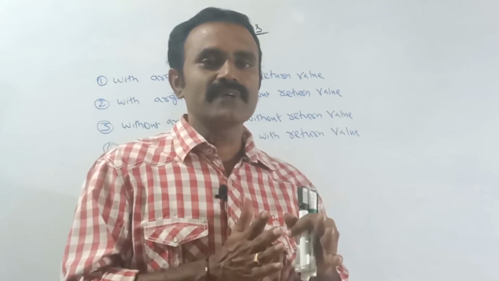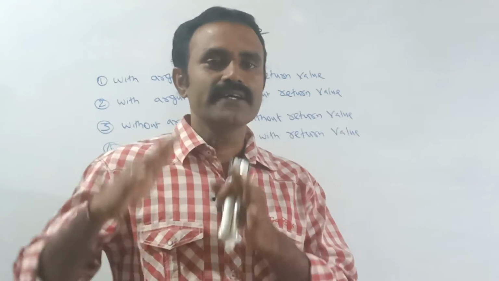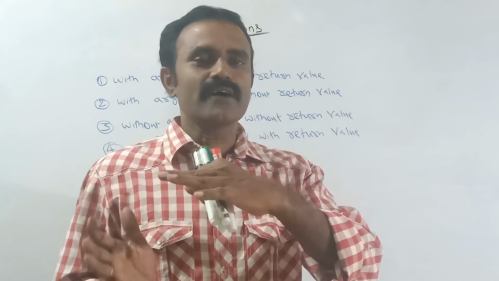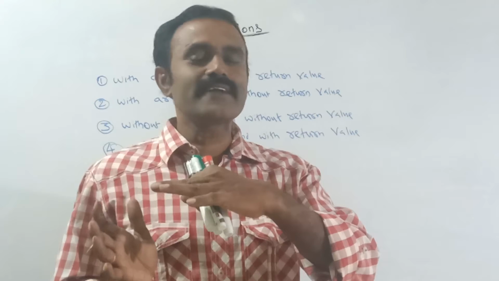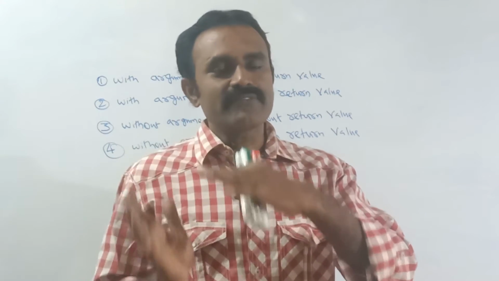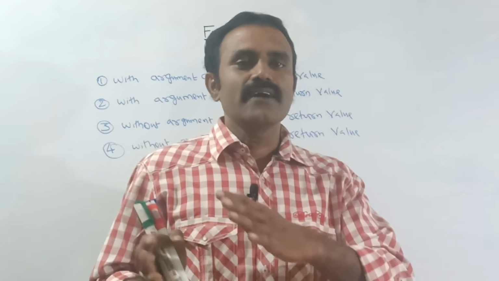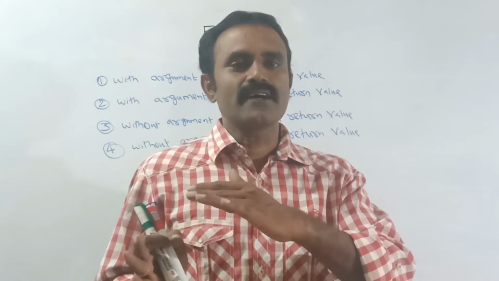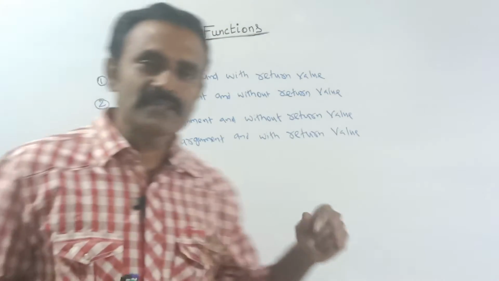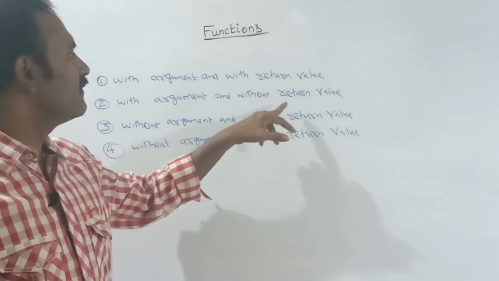If we call the function, the controller will go to the function definition. In the function definition, that set of instructions will be executed. After the instructions are executed, it will not return any values. So from the function definition itself, after the processing, we can achieve the task without returning any value. Such kinds of functions have an argument and no return value.